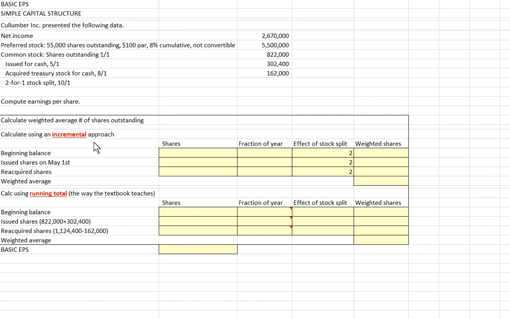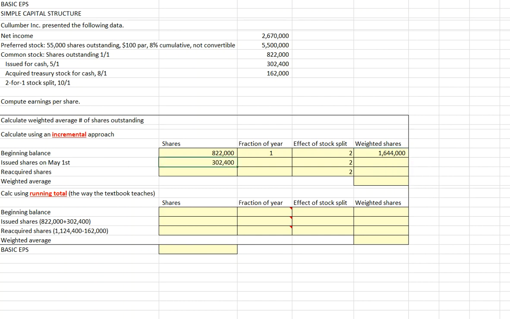Let's go ahead and take a look at how we would calculate our weighted average shares outstanding using an incremental approach. Our beginning balance is the 822,000 shares that were outstanding on January 1. They've been outstanding for the entire year. The effect of the stock split is a 2-for-1 stock split, so we'll multiply the 822 by 1 by 2 to get our weighted average shares outstanding with respect to our beginning balance of 1,644,000 shares outstanding.